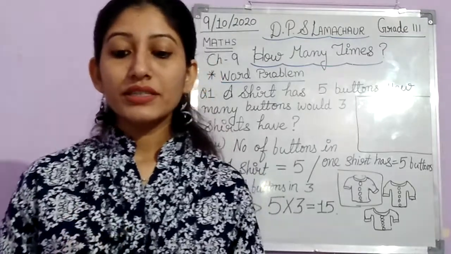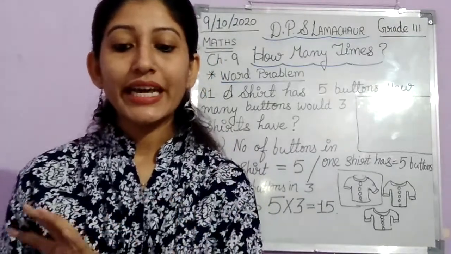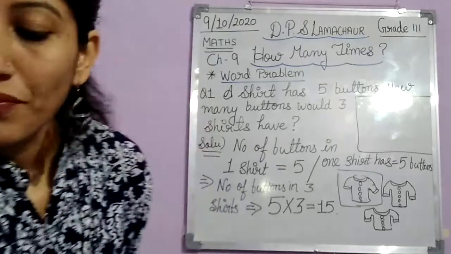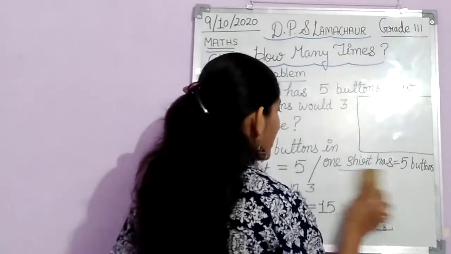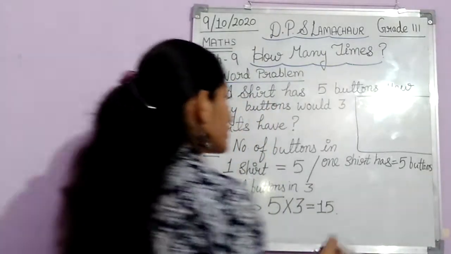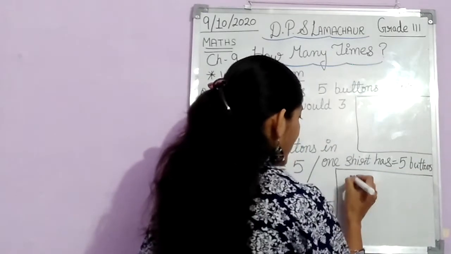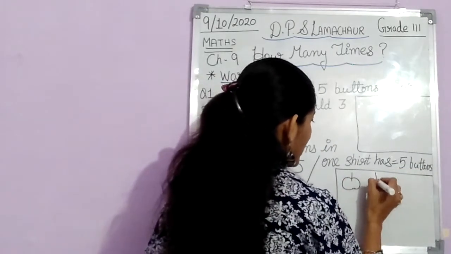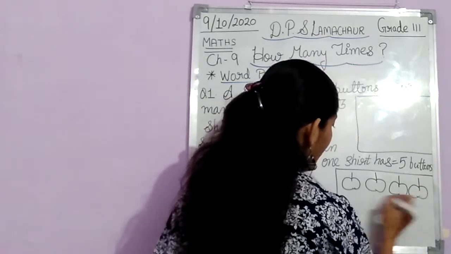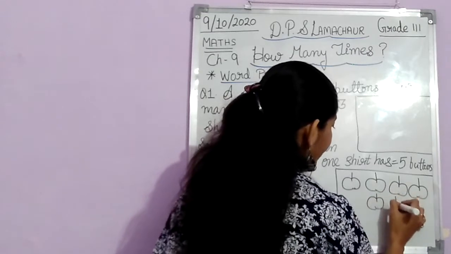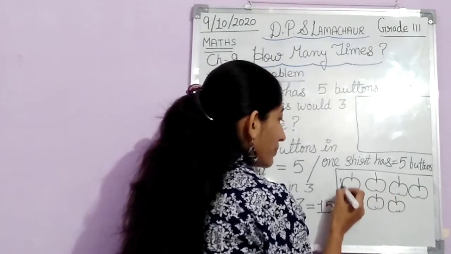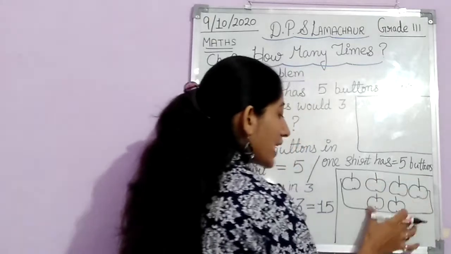Okay, suppose it is given one box contains 6 apples. Let me make a diagram for you here. One box contains 6 apples. We have one box; how many apples are in it? There are 6 apples: 1, 2, 3, 4, 5 and 6. Okay, so suppose it is one box and this box contains 6 apples.